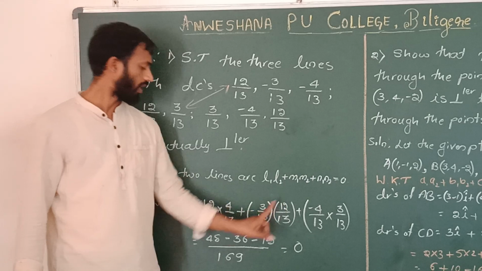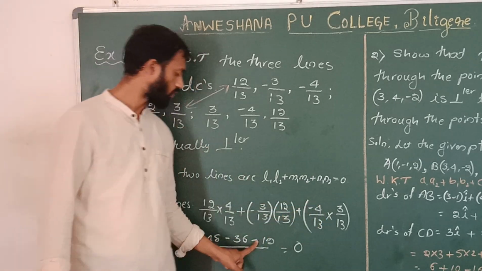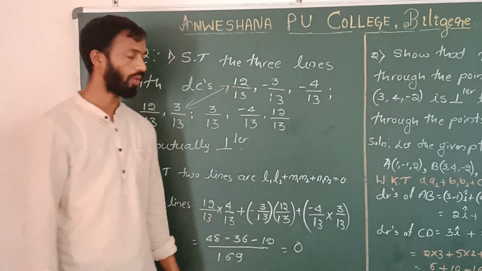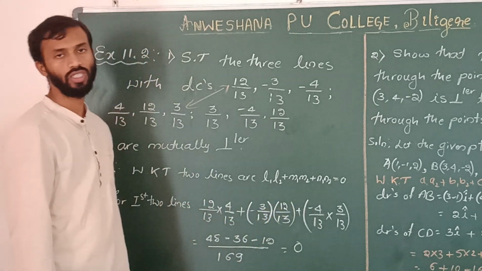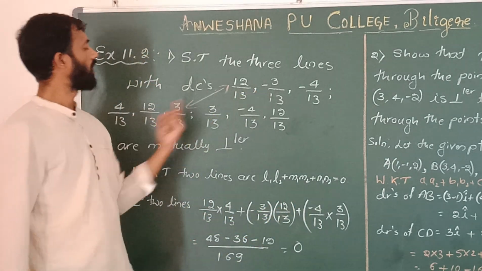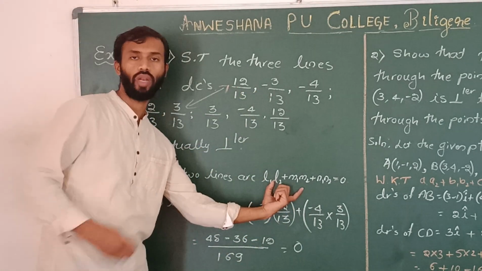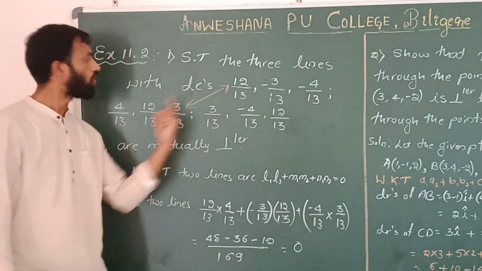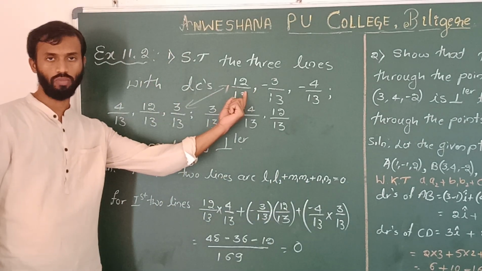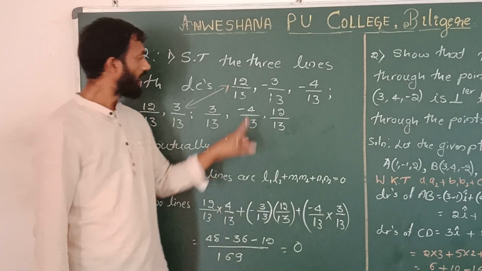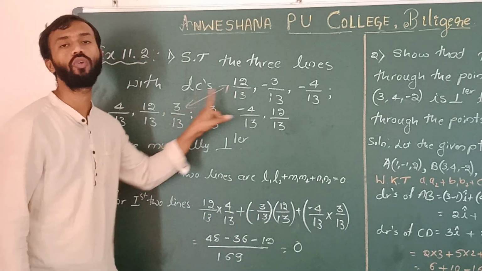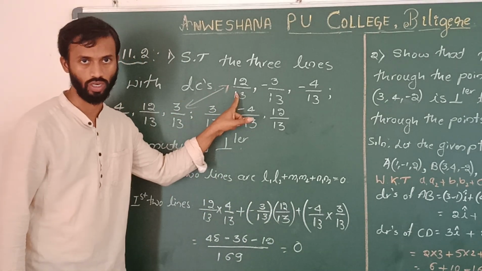12 into 4 is 48, and this will be minus 36, and this will be minus 12. So finally we will be getting the numerator part as 0. So finally the output is 0. That means when I apply this property for the given two direction cosines of lines, then I will get 0. That means these two lines are perpendicular to each other.